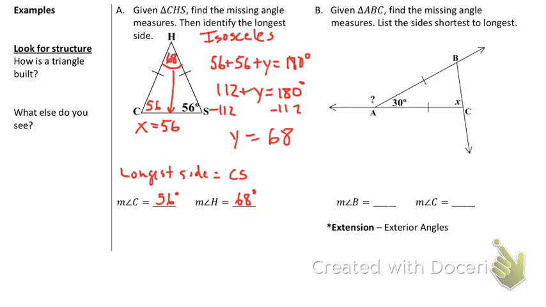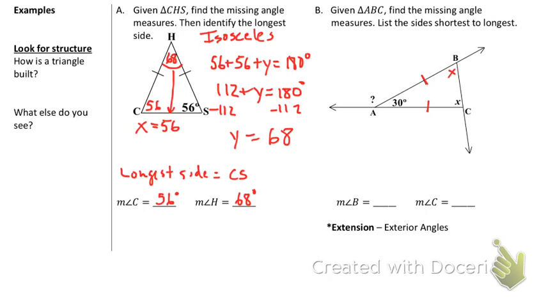Okay, let's go ahead and complete example B. Let's wrap this up. So we want to find the missing angle measures. Again, we have an isosceles triangle. So we now know that the base angles, in this case, here's a base angle, here's a base angle. Okay, and base angles in an isosceles triangle are equal.